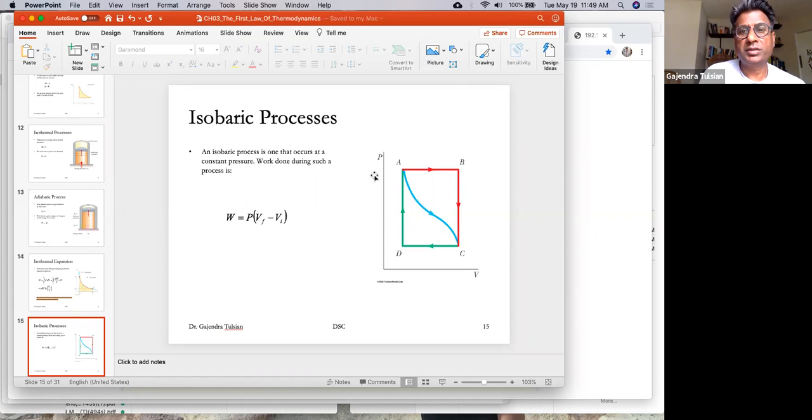An isobaric process is a constant pressure process. Here's another isobaric process. During an isobaric process, the work done is pressure times the change in volume. If the final volume is greater than the initial volume, the gas did positive work. In this case, where the final volume is less than the initial volume, the gas does negative work. If VF is less than VI, then the work done by the gas is negative.